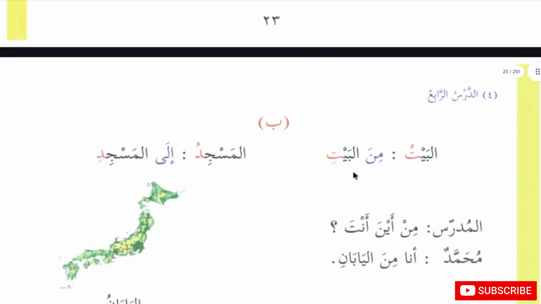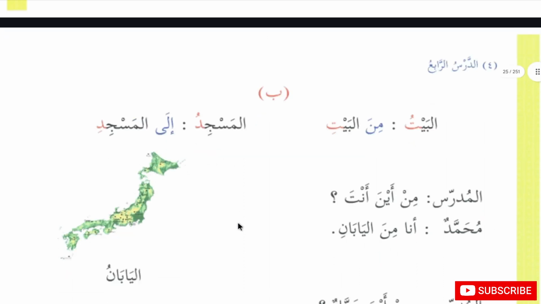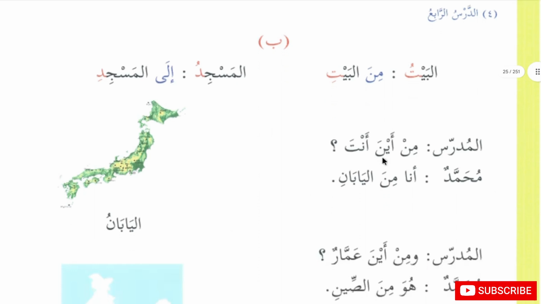Here is another harf jar. It's called huruf al-jar because these are the particles that make a noun in the genitive majrur state. Al-baytu min al-bayt, the house means from the house. Al-masjidu ila al-masjidi, ila means to the masjid. Min aina anta, min meaning from. Aina anta, where are you? Min aina anta, where are you from?